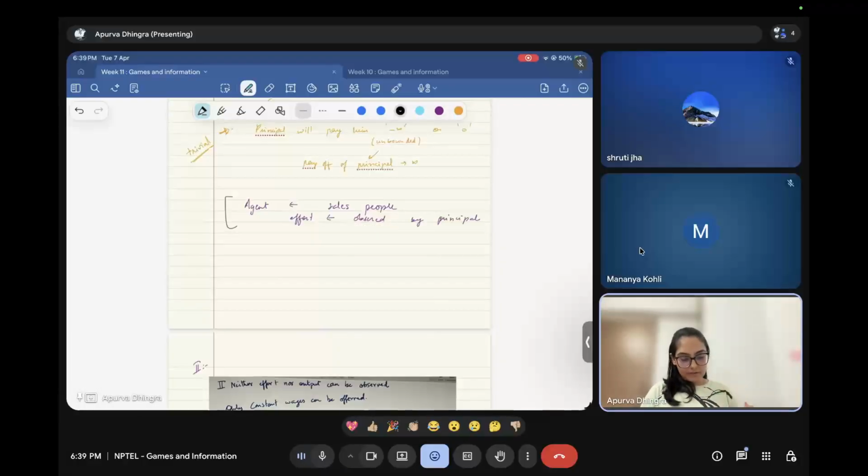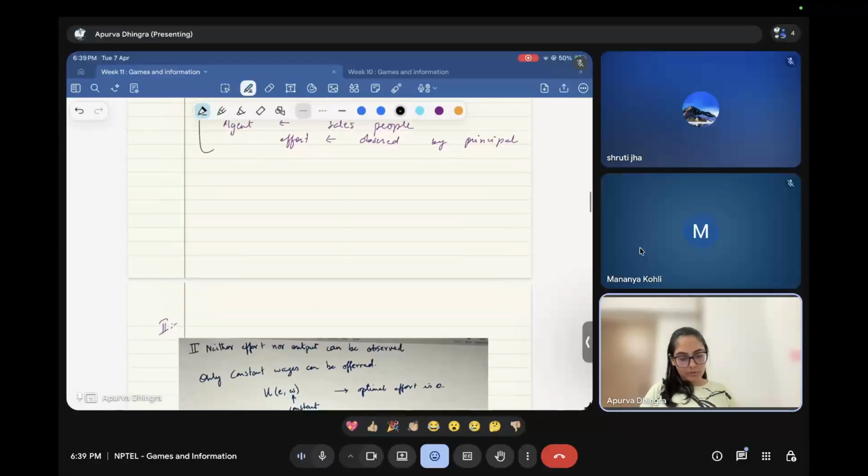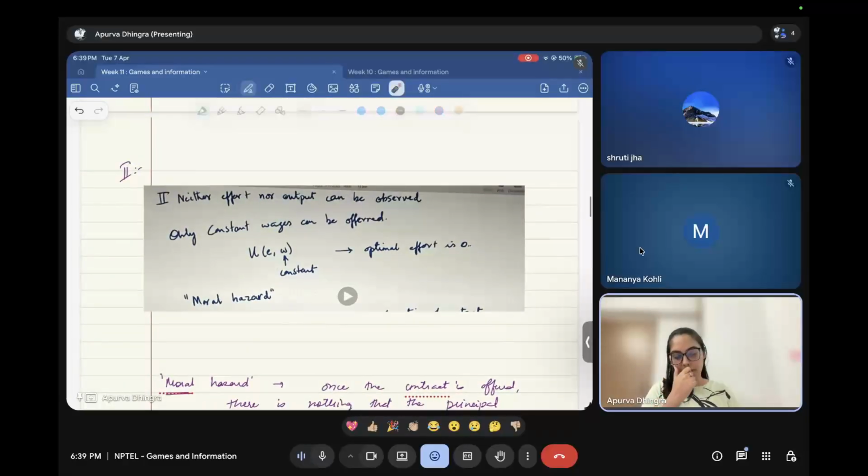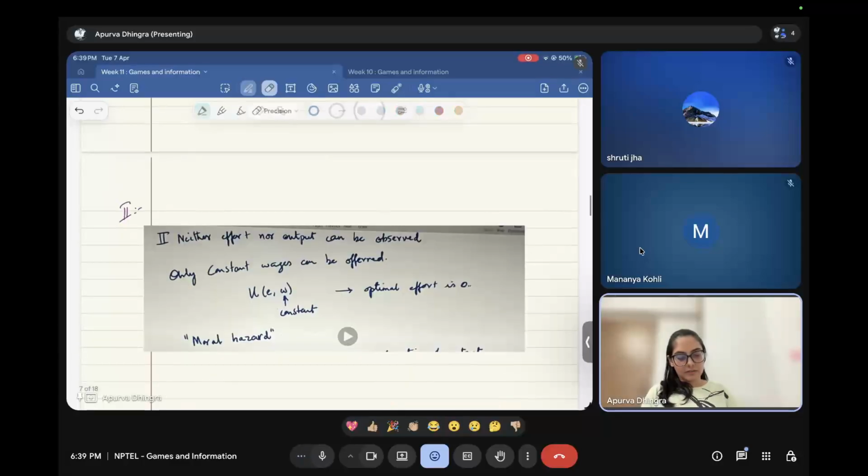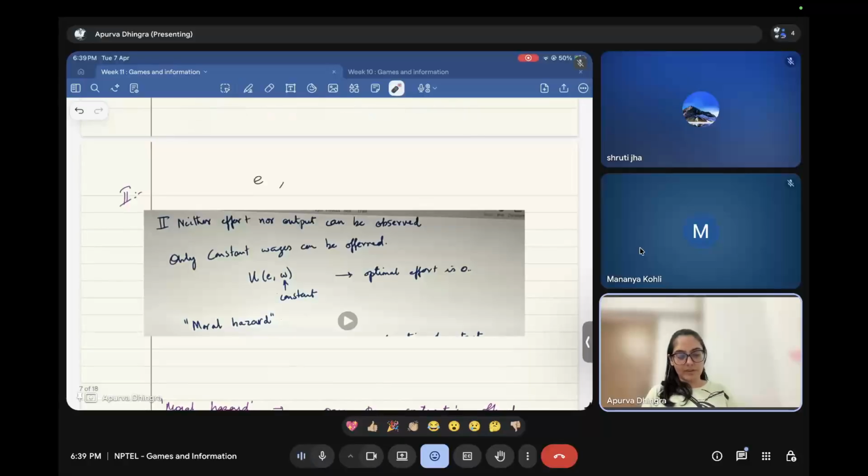Okay, now another scenario is if the principal can neither see the efforts nor the outputs that can be produced. So if the principal cannot see the efforts or the output that was produced as a result of the efforts, then one way would be to give a constant wage. So this is the utility for the agent, right? So the utility for the agent is efforts and some constant.